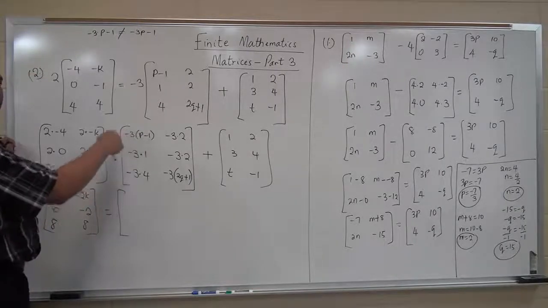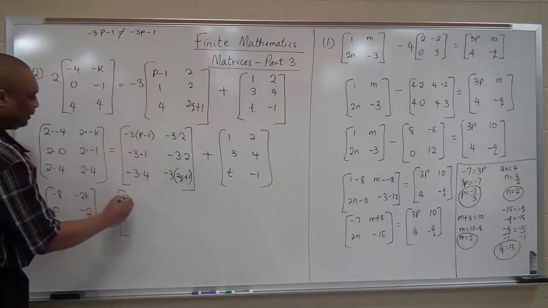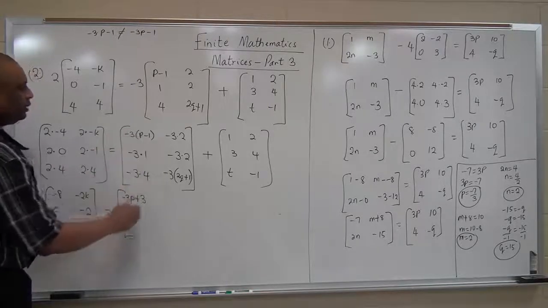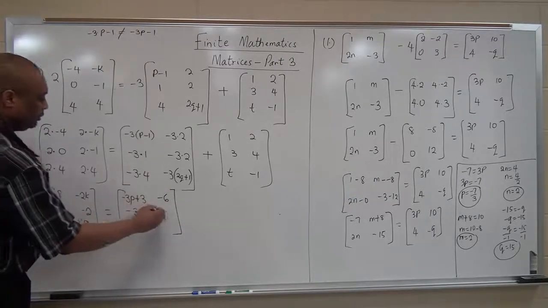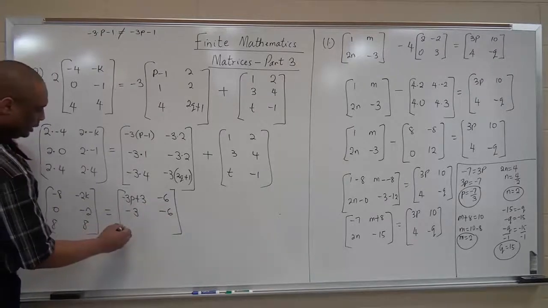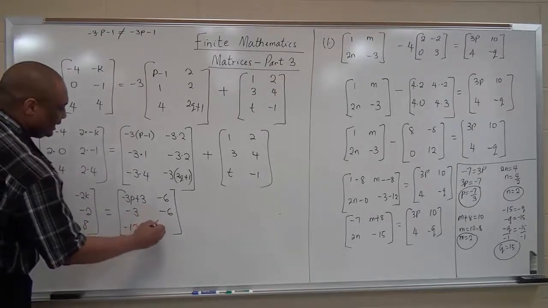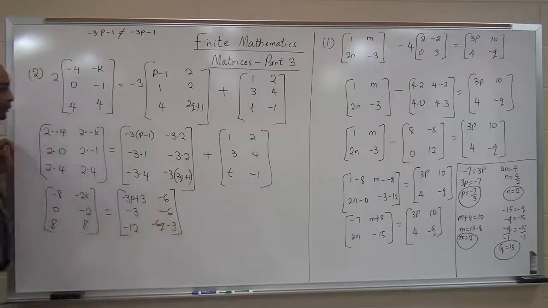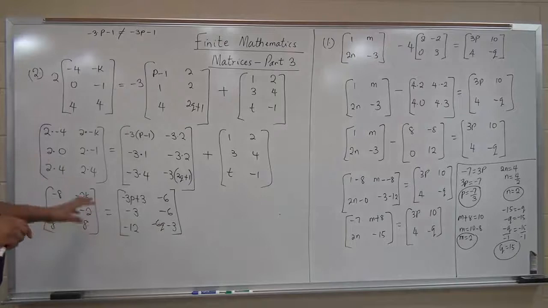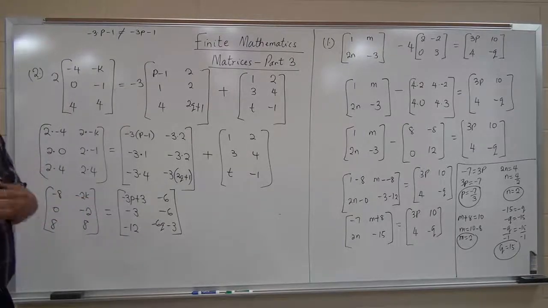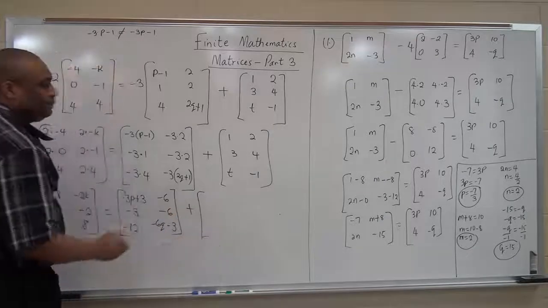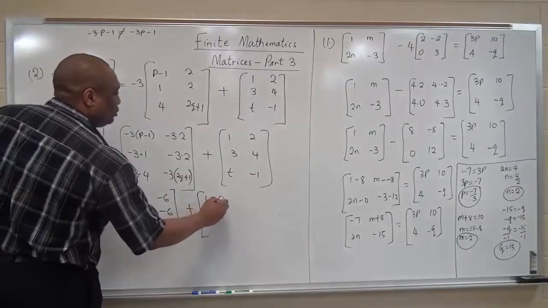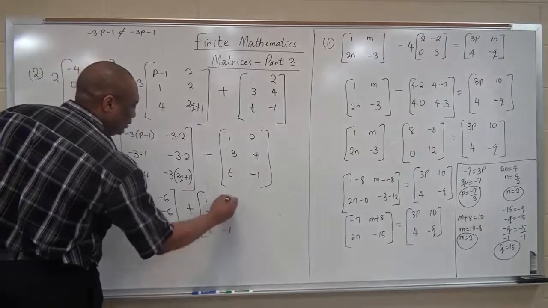now you can go ahead and expand this. This is -3p plus 3, -6, -3, -6, -12, -6q minus 3. Yeah, please do it gradually. And I would like you to try it. Pause the video as usual. Do it on your own before you continue, then check your answer to see whether we got the same thing. Plus 1, 2, 3, 4, t, -1.